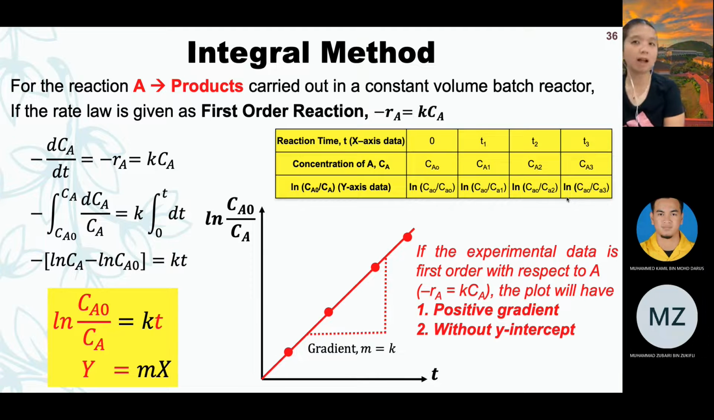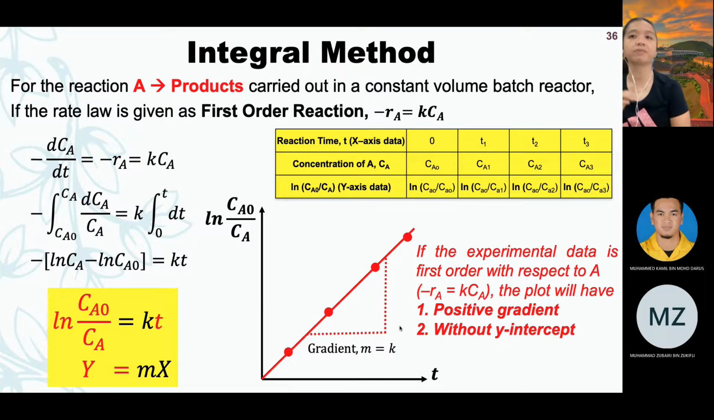So then, apa pula data x-axis? X-axis data is time. So x-axis kamu tak payah buat apa-apa. Ambil je data eksperimen for the time. So now you have the combination. Setiap point tu kena data dua-dua paksi. Kamu dah ada, kamu plot graph dia.